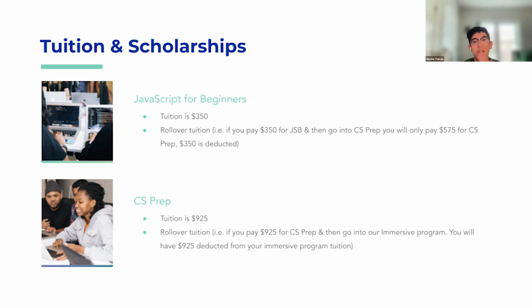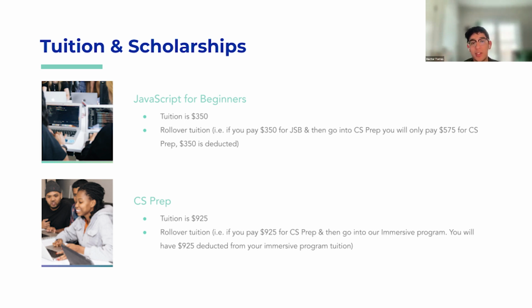So if you first take JSB, you just want to start from the beginning, you pay your $350 and confirm your spot. And then if you want to move to CS Prep, to confirm your spot in CS Prep, it'll only be $575. It'll be the difference between $925 and the $350 that you've already paid.